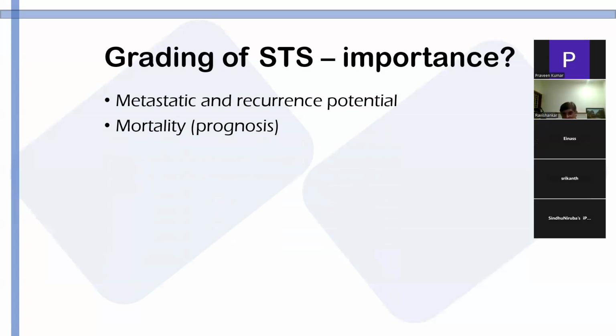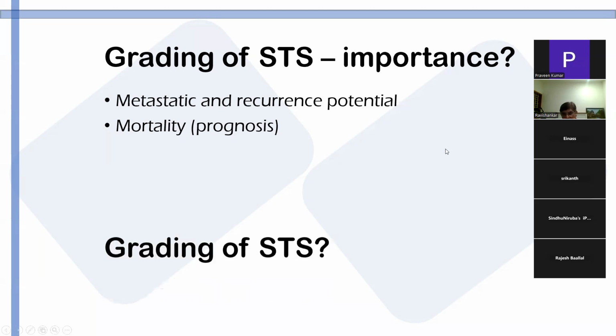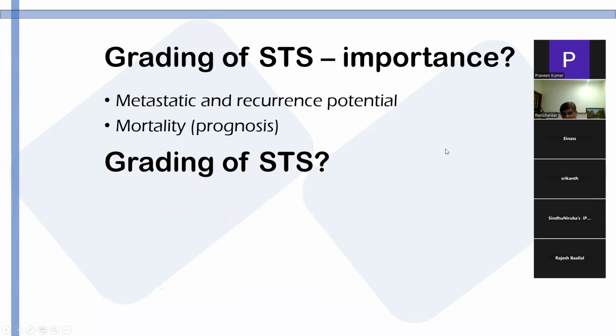Another thing that you have to add is the choice of treatment. In the multimodal treatment that we are coming to, the choice of treatment is, to quite a large extent, dependent on the grade of the tumor. So you really are dependent on the pathologist a lot in soft tissue sarcoma. What do the pathologists base the grading on?